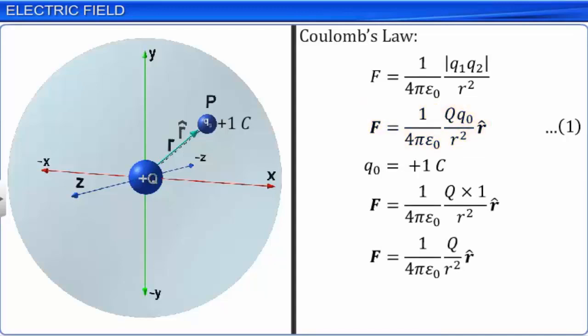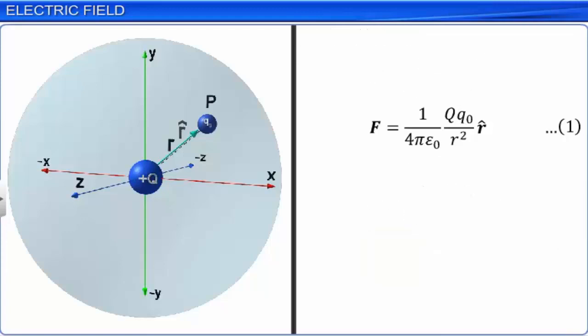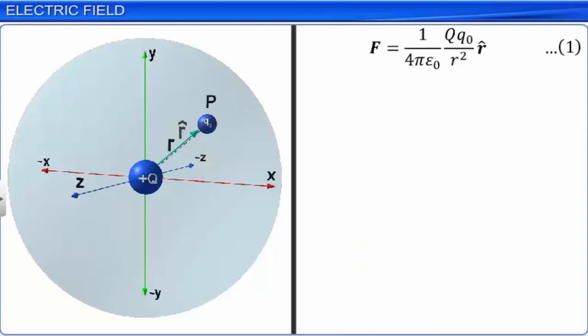Let this be equation 2. Equation 2 indicates the electric field strength or intensity of electric field E, which is the force on a unit positive charge acting at a particular point in the electric field. Therefore, the electric field strength due to charge Q at point P is E equal to 1 by 4 pi epsilon naught Q by R square into R cap. Let this be equation 3.